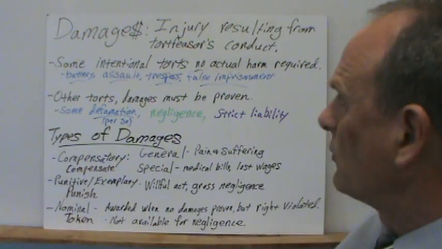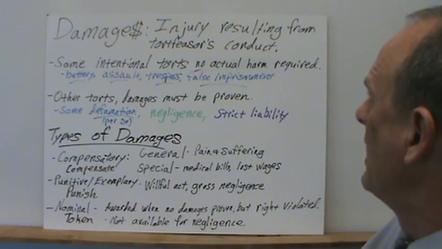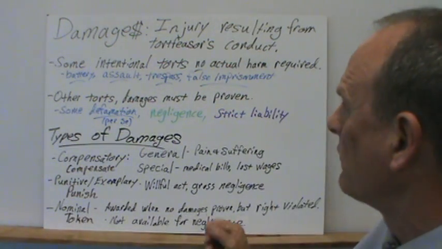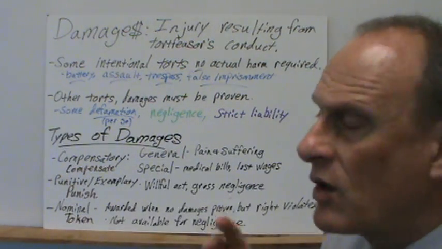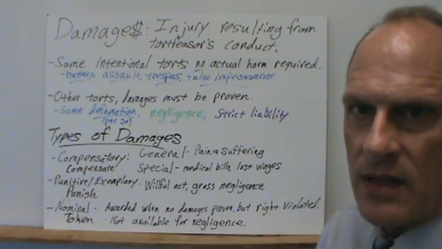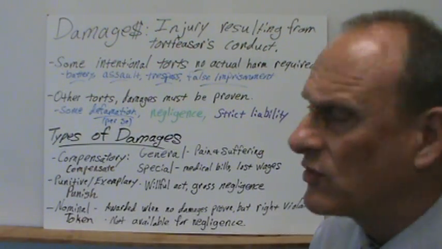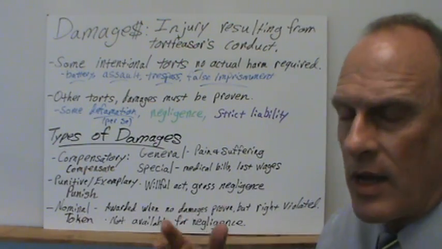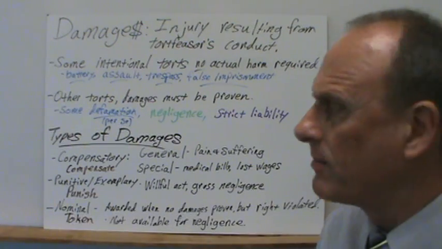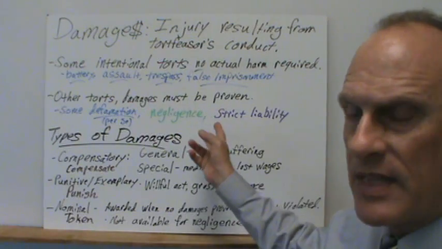And finally, damages. Damages are expressed in dollars. And that's the injury that has resulted from the tortfeasor's conduct. Some torts, we don't need actual harm. We don't have to prove what the dollars are, like battery or assault or defamation in some cases. Trespass, we assume, false imprisonment, we assume that there's automatic harm. Other torts, like negligence, you have to prove the damages.